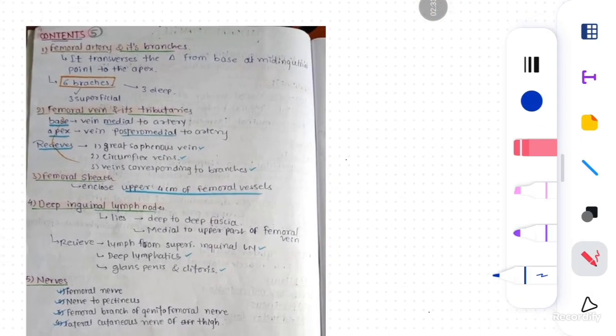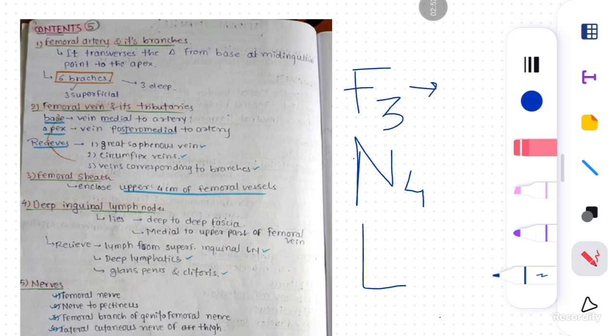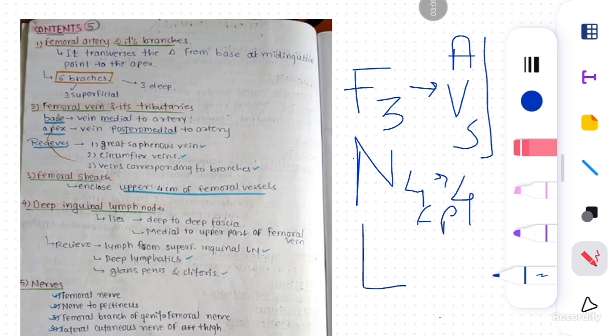So next we see the contents. Femoral artery, femoral vein, femoral sheath, deep inguinal lymph nodes, nerves. So how should we remember that? There is a mnemonic: F3, N4 and L. What is that? F3 is femoral artery, femoral vein, and femoral sheath. Then N4 means four nerves are there: femoral nerve, nerve to pectineus, femoral branch of genitofemoral nerve, and lateral cutaneous nerve of thigh. And L is the deep inguinal lymph node.